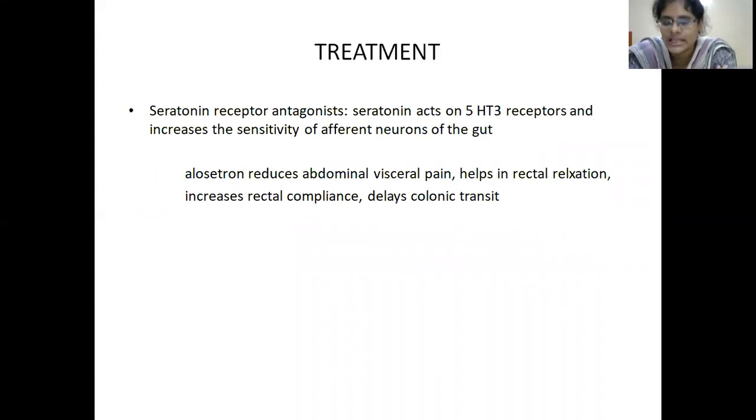Other thing, serotonin. As I told you initially, serotonin plays an important role in visceral sensitivity. Serotonin acts on the 5-HT3 receptors and increases the sensitivity of afferent neurons of the gut. So alosetron, a 5-HT3 antagonist, reduces abdominal visceral pain. It also helps in rectal relaxation, increases rectal compliance, and delays colonic transit. Thus, the increased contraction waves can be tackled.